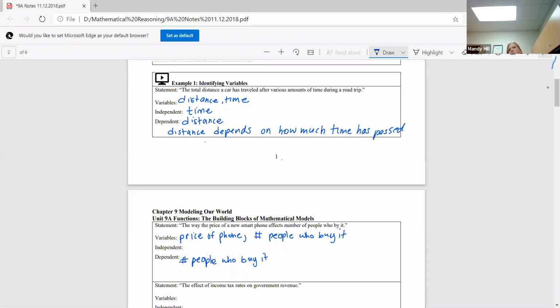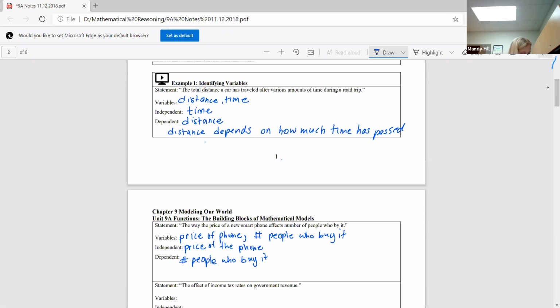Okay, and what would change the amount of people who are going to buy it? Well, obviously we know that it is the price of the phone that is going to affect whether we're able to buy this phone or not. So the price of the phone affects whether we're going to be able to buy the phone or not. So the number of people who buy it depends on the price of the phone. We expect the number of people making the purchase to decrease as the price increases.